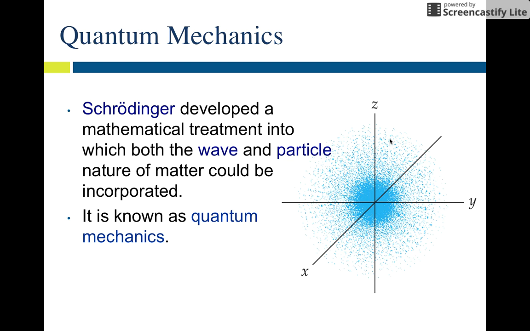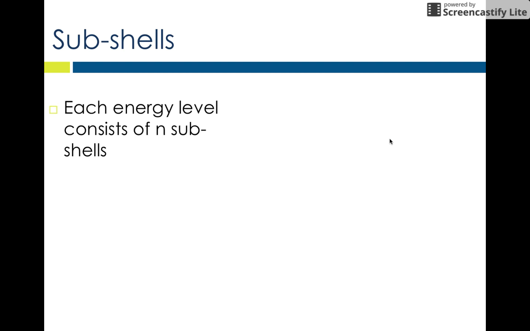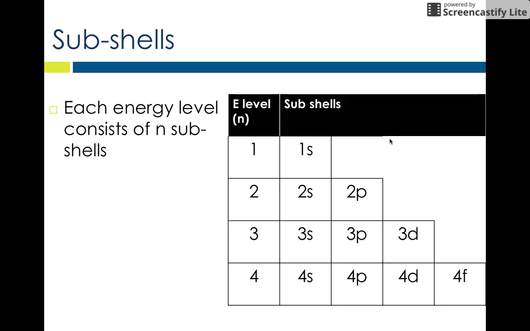First thing we have to do to look at quantum is to divide each energy level into subshells or sublevels. Each energy level consists of n subshells, where n is the number of the energy level. So the first energy level has one subshell, it's an s subshell. The second energy level has two subshells, an s subshell and a p subshell. The third energy level has three subshells, an s, a p, and a d subshell. The fourth energy level has four subshells, s, p, d, and f, and so on.